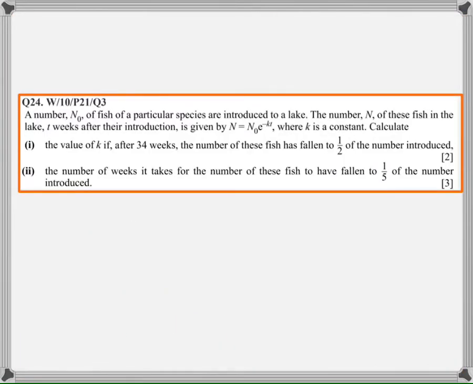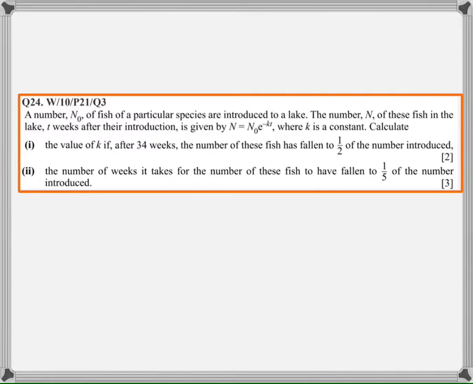Question 24. The number of fish of a particular species are introduced to a lake. The number n of these fish in the lake t weeks after the introduction is given by such and such. Calculate the value of k if after 34 weeks the number of these fish have fallen to half the number introduced. Again, the concept of half-life. Half-life, of course, is related to radioactivity, but half-life also means half of the original value.